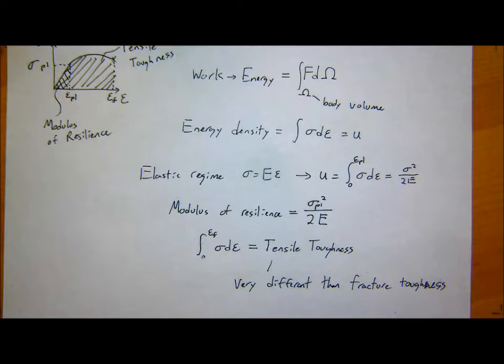This tensile toughness is not really related to that. There's some correlation, but it's very different from that quantity. So be sure to keep those two points separate in your mind, fracture toughness and tensile toughness. This is a strain energy quantity, basically the amount of work you have to do to a material to break it. The other one, fracture toughness, is how easy it is to rip a material that's cracked. Okay, so these are all very specific definitions.